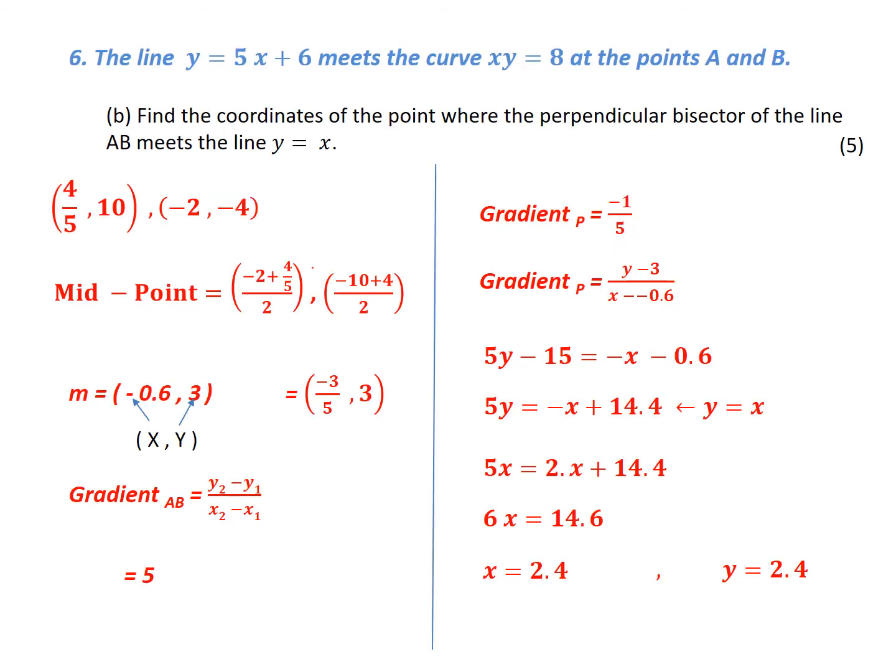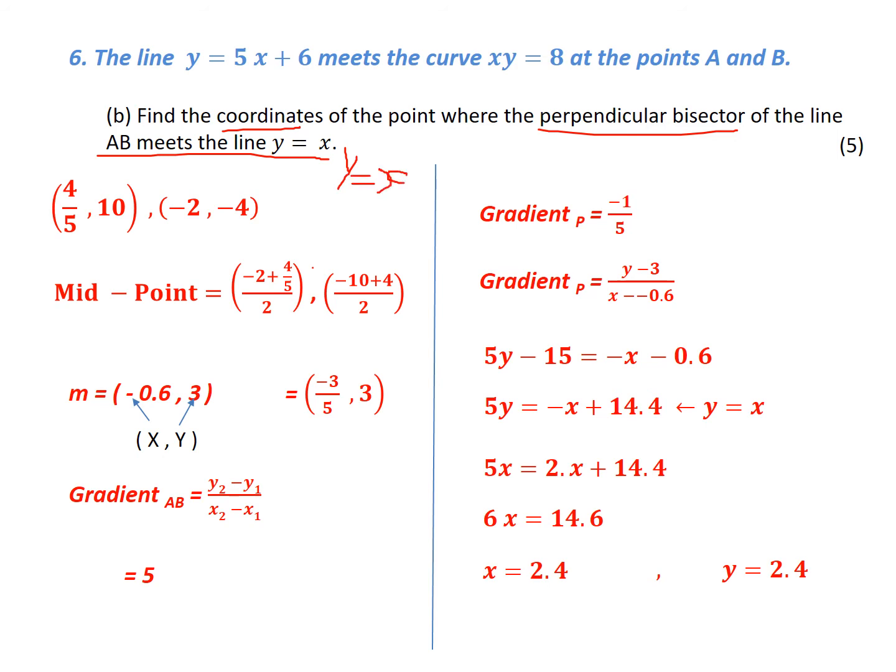Question B. Part B. We have to find the coordinates of the point where the perpendicular bisector of the line meets y is equal to x. That means y will be equal to x.